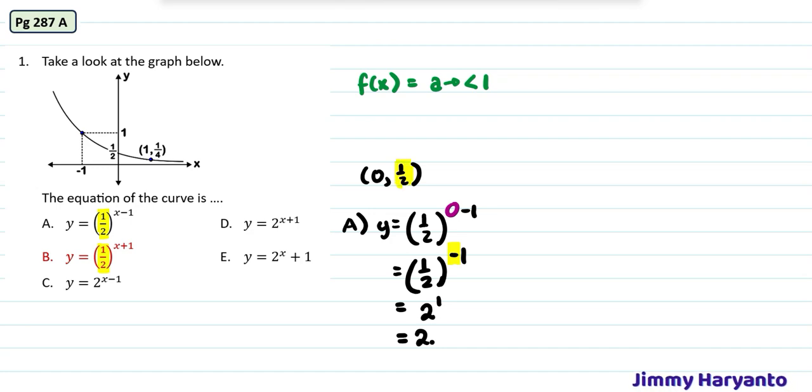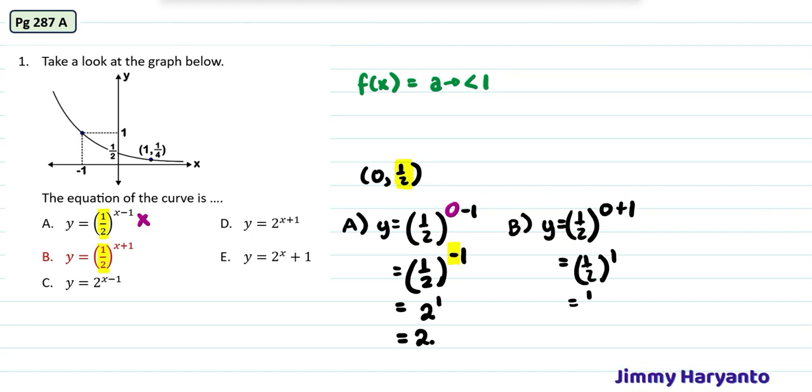Unfortunately, it has to be half, not 2, so A is wrong. For B, just in case my answer is wrong, let's check it first. So 0 minus 1, we have, this one is 0 plus 1. Yeah, we have half to the power of 1, that means half. Okay, that matches, so the answer is B.